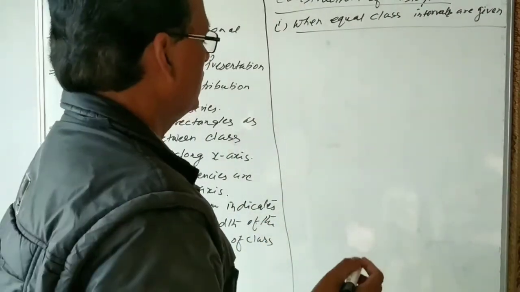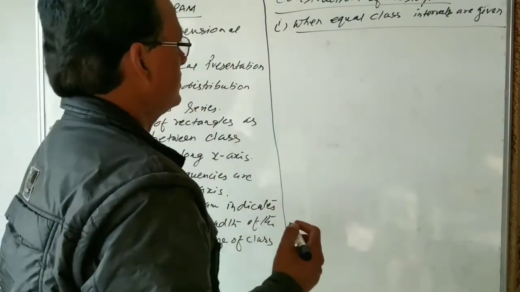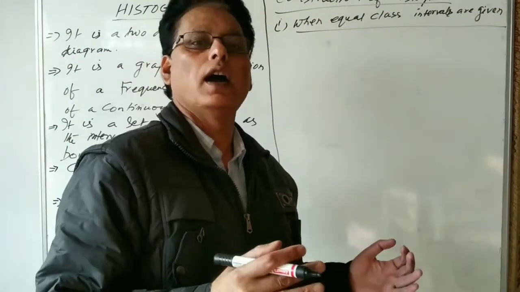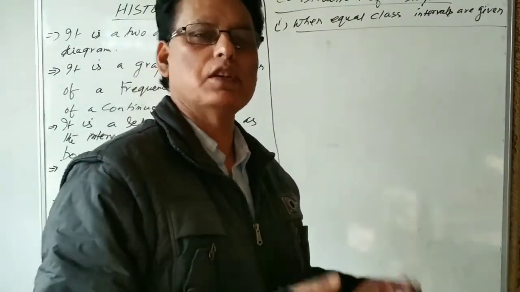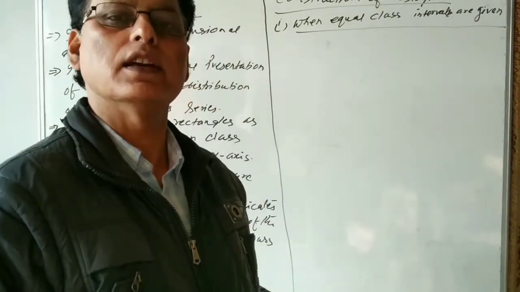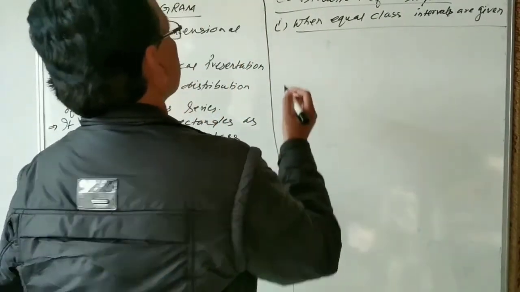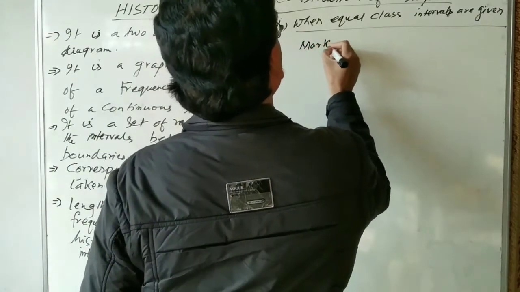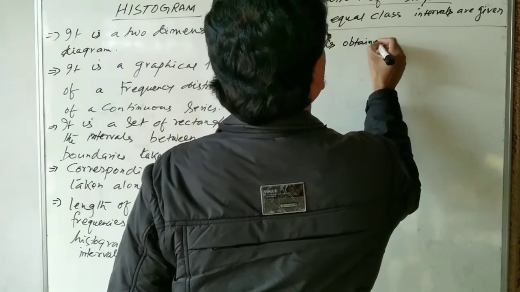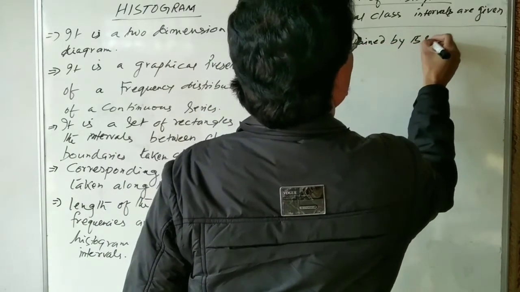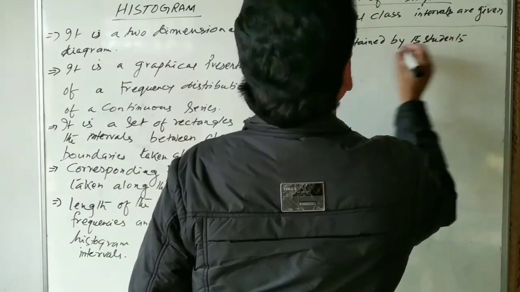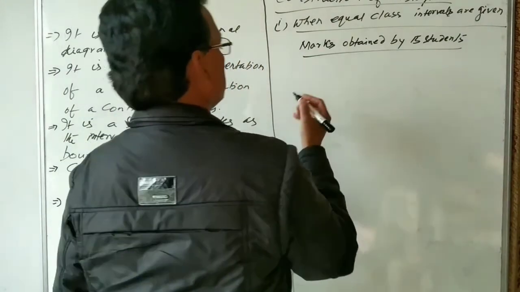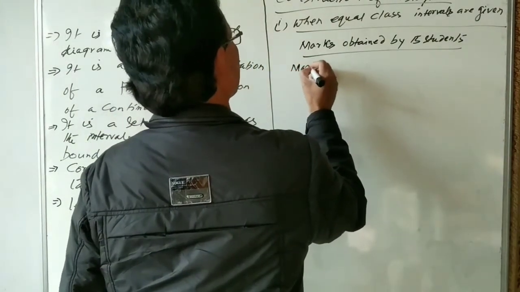Let us take one example. Suppose there is a class. In this class, the minimum marks obtained by the students are 10 and the maximum marks obtained by the students are 50. So let us take the marks. Here we can take one table: marks obtained by 15 students in a class. In a class, 15 students are there and they have obtained the marks.